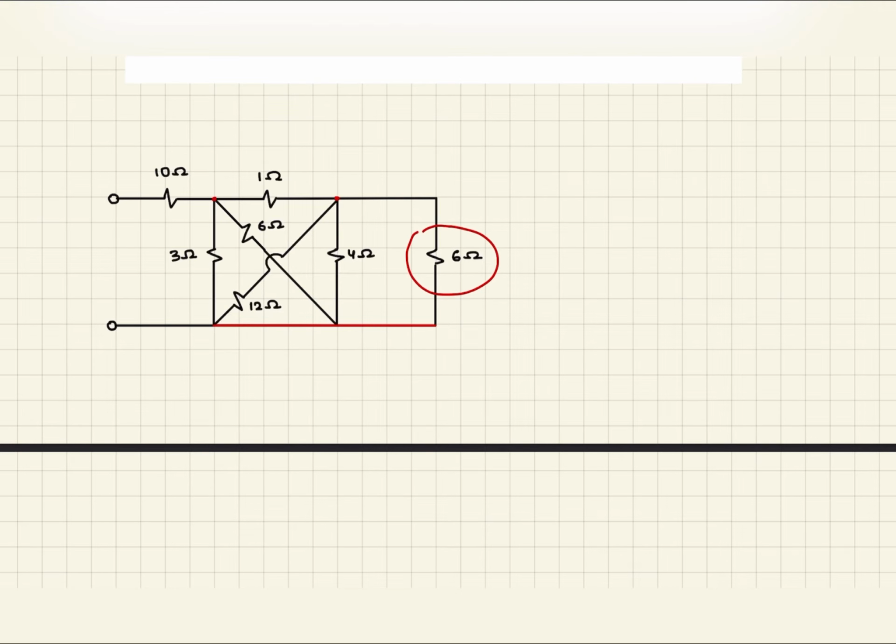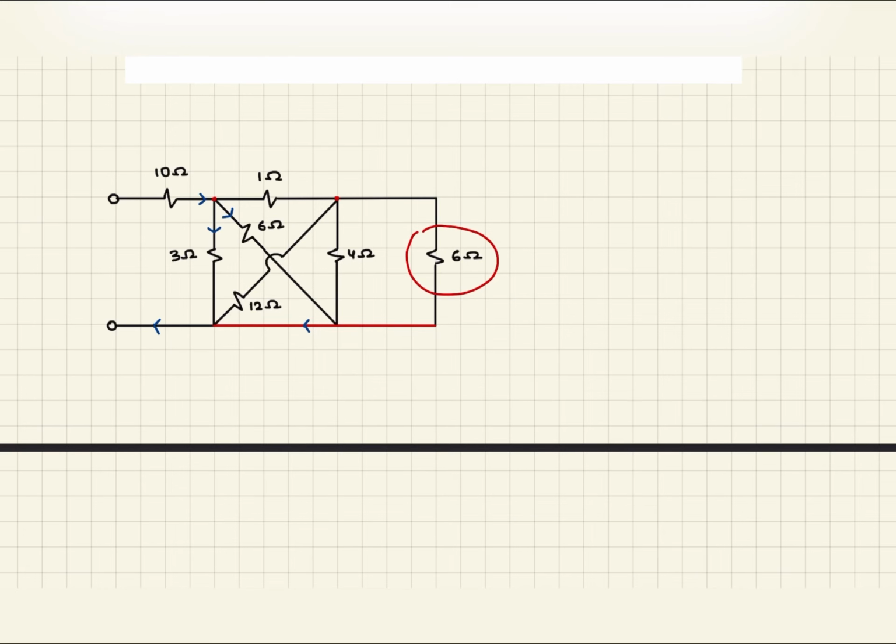That brings us to the next step, which is to assume current directions so that we can redraw the circuit again. So let's start with this 10 ohm resistor. I will assume that the current goes through here, and then it goes through the 3 ohm resistor, and then it comes back to the terminal. Also, following the 10 ohm resistor, I will assume the second branch to flow through the 6 ohm resistor in this direction, and then it comes back to the terminal afterwards.